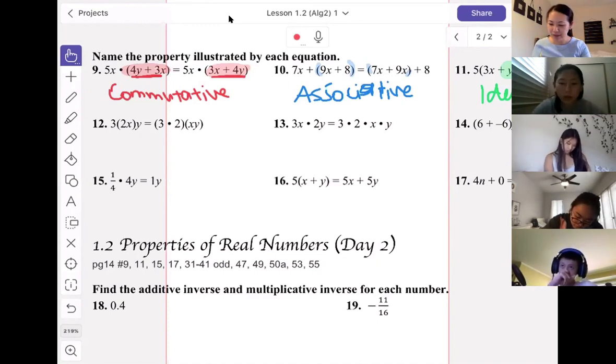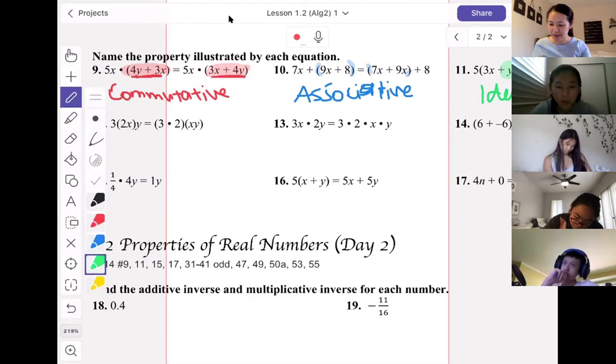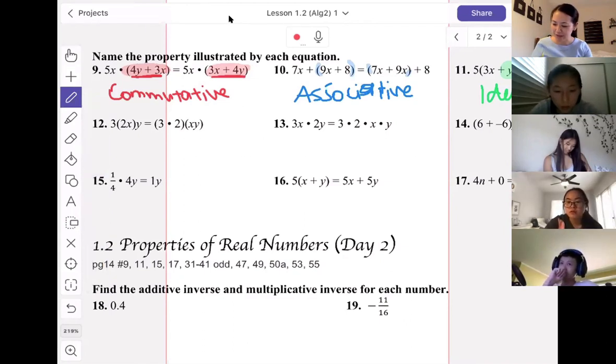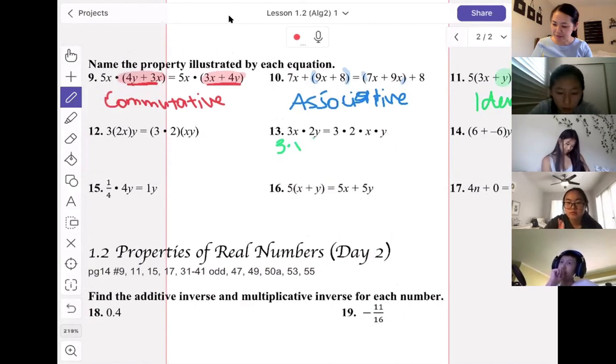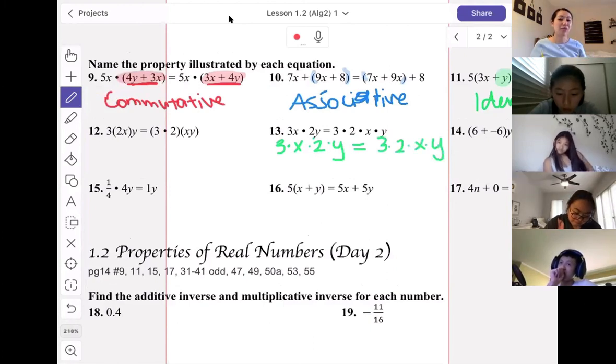Okay? You can think of this. I think the way they wrote it is tricky. So you want to think of this as this is 3 times x times 2 times y. And they switch the order to 3 times 2 times x times y. All right, so they change the order. So that's commutative. Okay, nice. Let's go to 14. Jamie, what did you get for number 14?